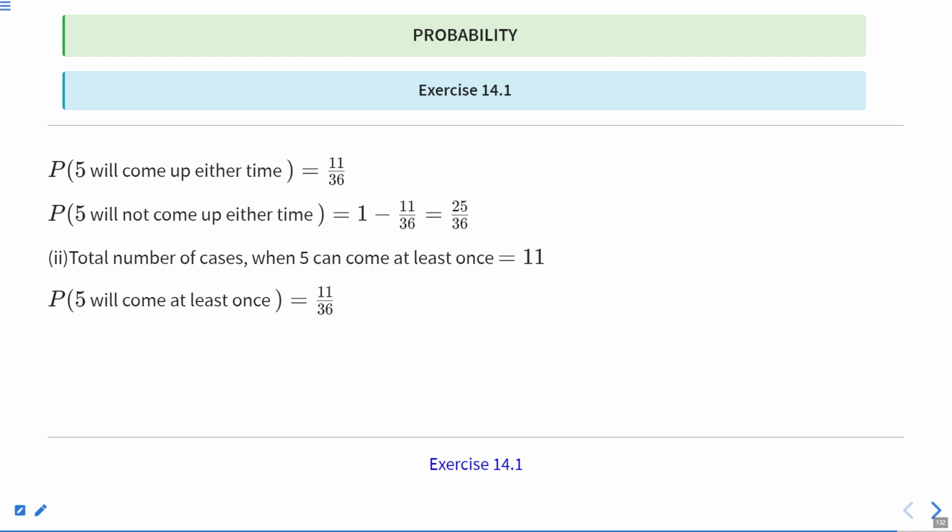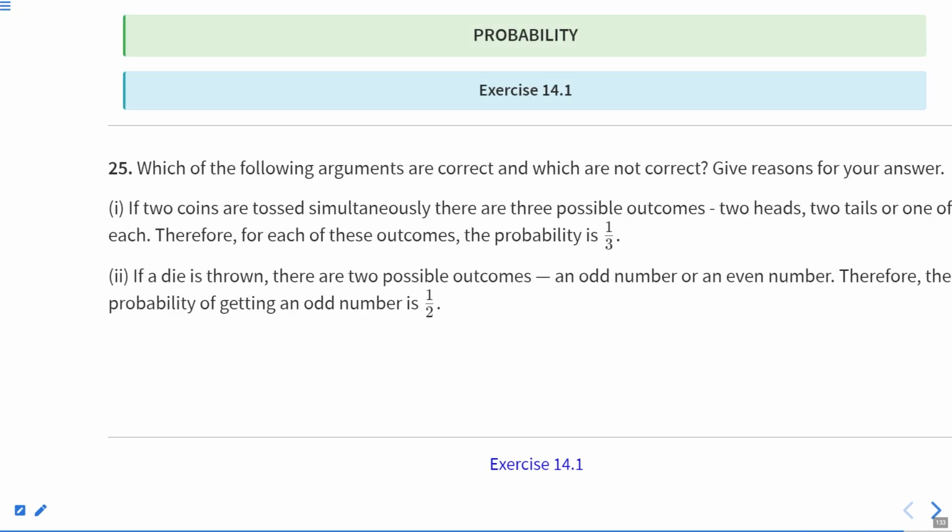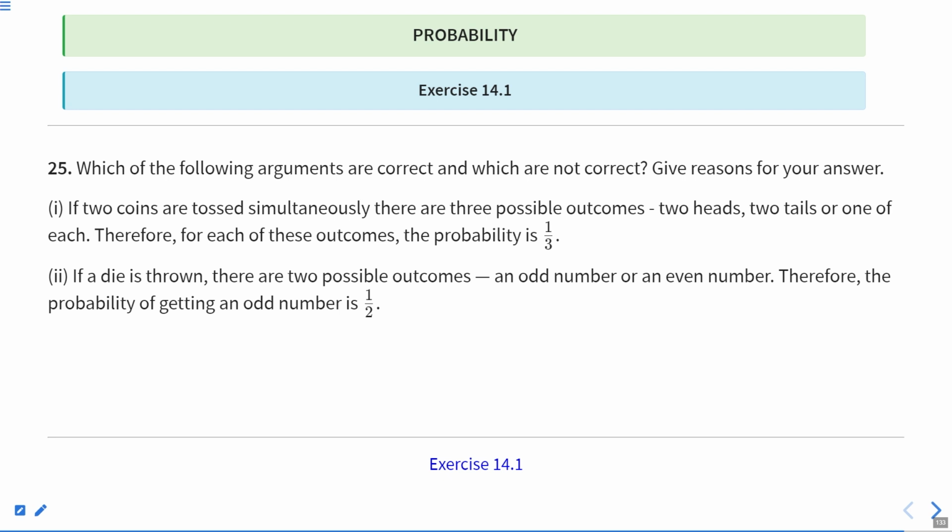Okay, so now probability 5 will come up at least once is actually equal to 11 by 36. And why? Because total number of cases when 5 can come at least once is equal to 11. Okay, so therefore probability 5 will come at least once is equal to 11 by 36. And now let us see question number 25.